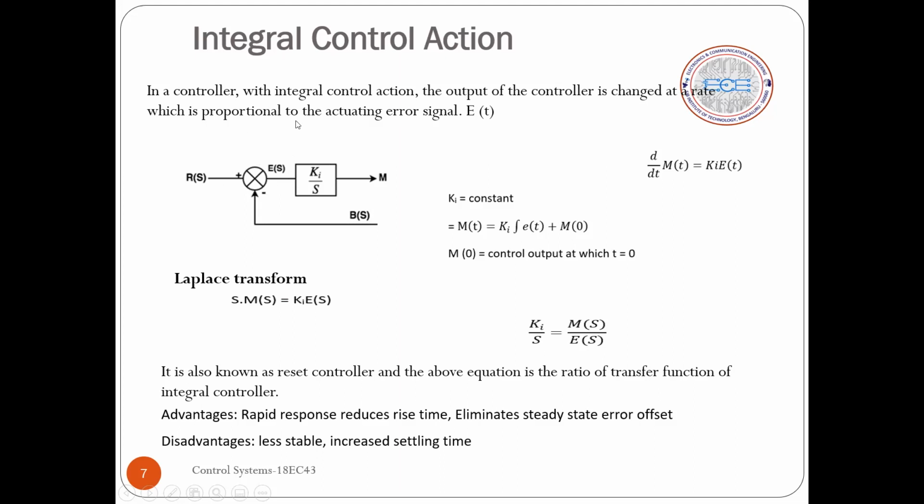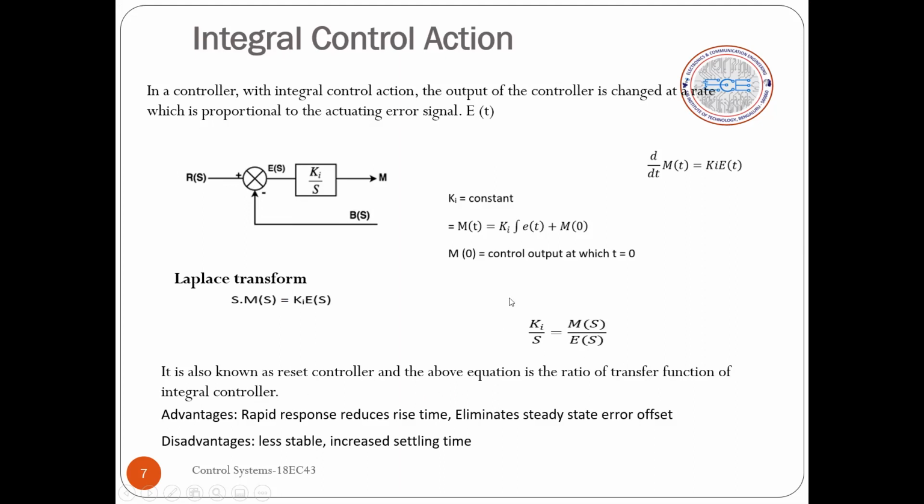Okay, in a controller with an integral control action, the output of the controller is changed at a rate which is proportional to the actuating error signal E of t. Here some integration is performed, so we have Ki divided by s as the block gain. It is also called a reset controller.